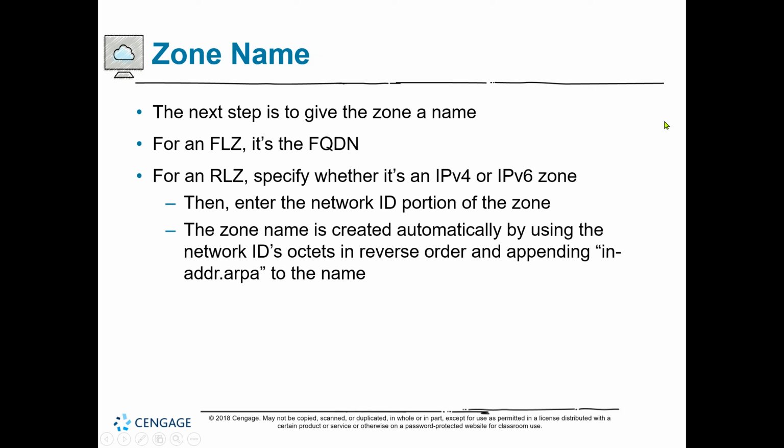Zone name. The next step is to give the zone a name. For an FLZ, it is the FQDN. For an RLZ, specify whether it is an IPv4 or IPv6 zone. Then enter the network ID portion of the zone. The zone name is created automatically by using the network ID's octets in reverse order and appending the in-addr.arpa to the name.